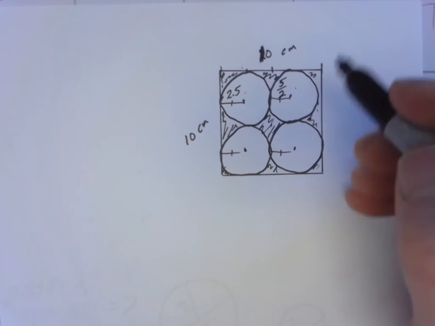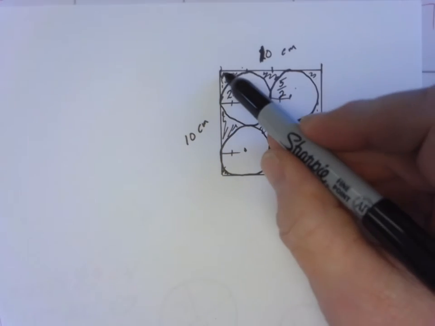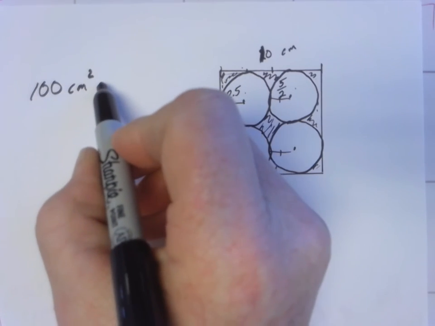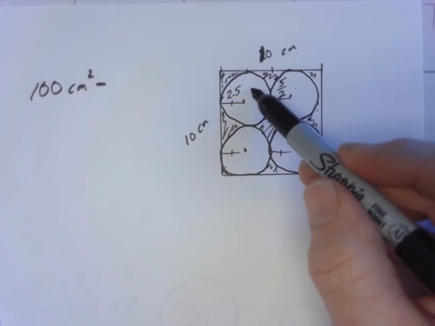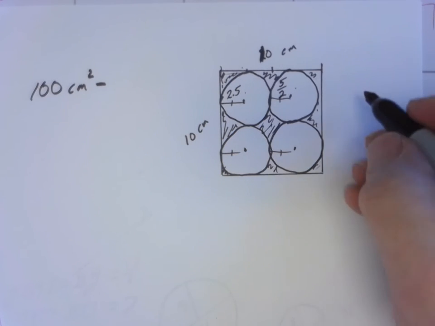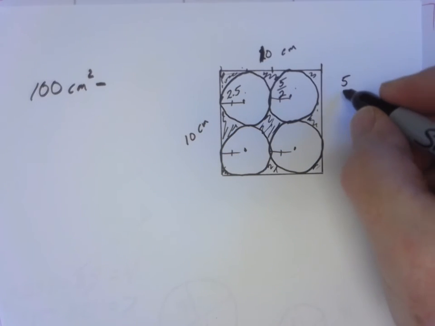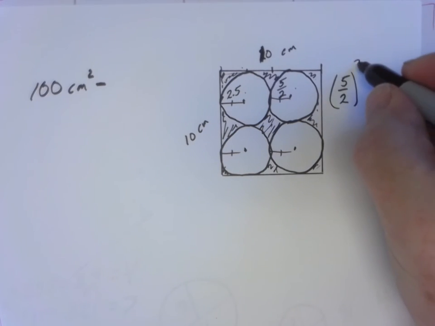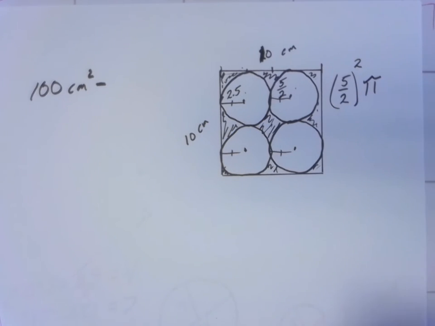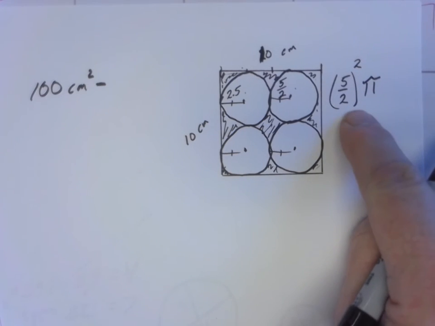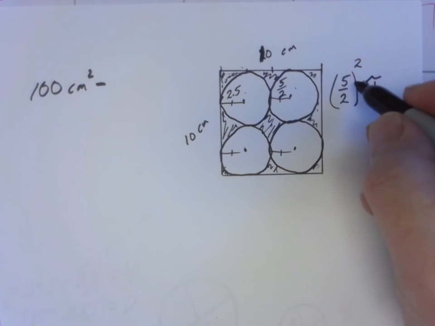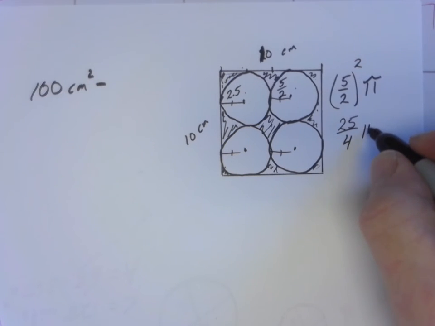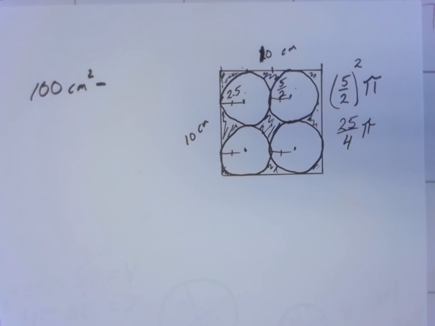So when we're going to find the area of this one, we're going to go, of course, 10 times 10, that's 100 square centimeters, and then we're going to subtract the area of all 4 circles, okay? And so let's just find the area of one circle, and I'm going to do fractions. I know you guys love fractions, so I'm going to take the radius squared times pi, and I'm going to say that's the area of one circle right here. So remember, we have to square the numerator and the denominator. So we have 25/4 times pi, and that's the area of one circle.